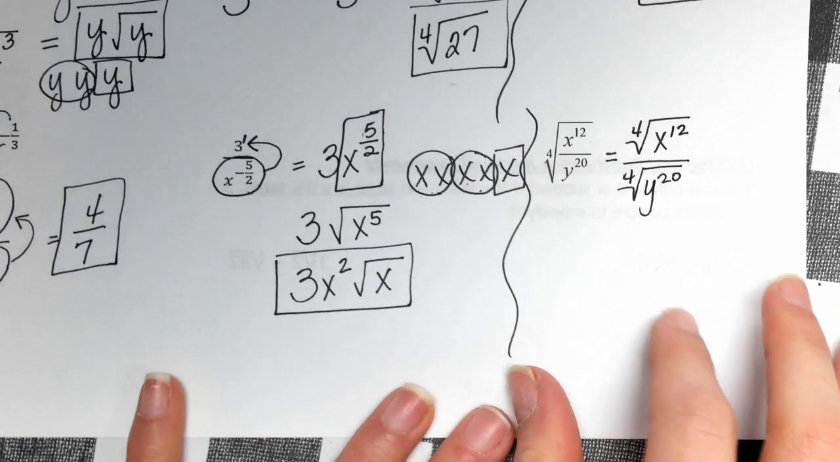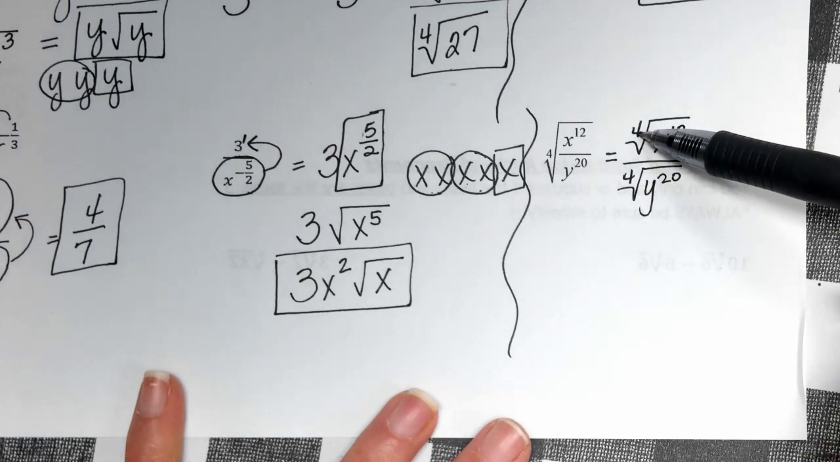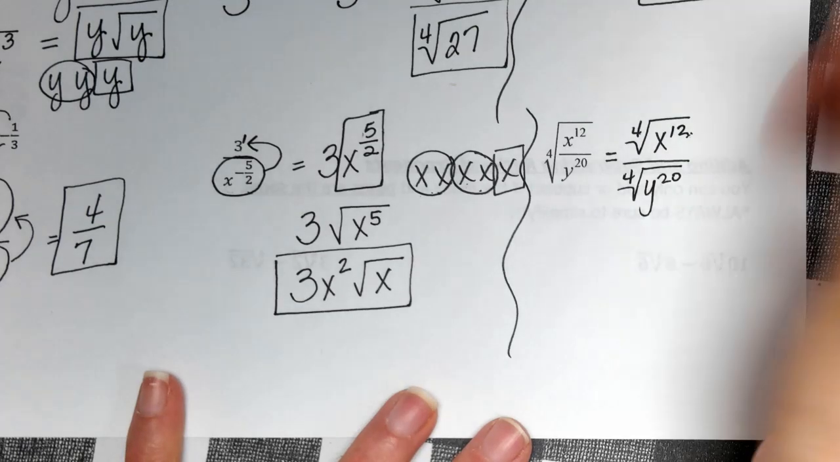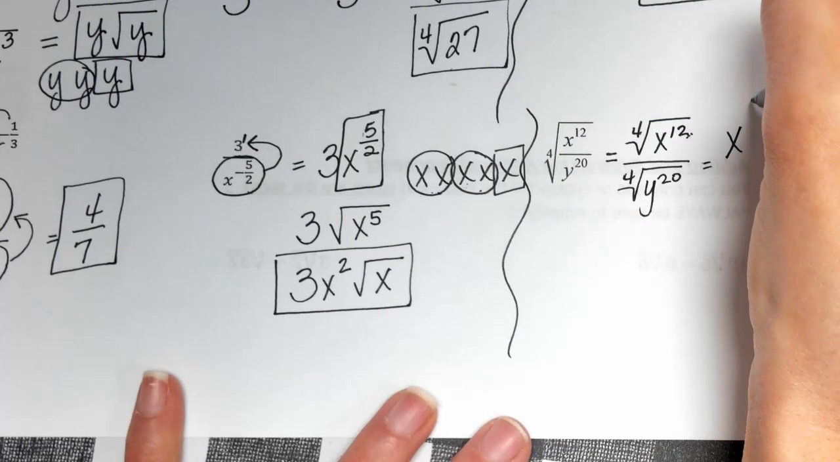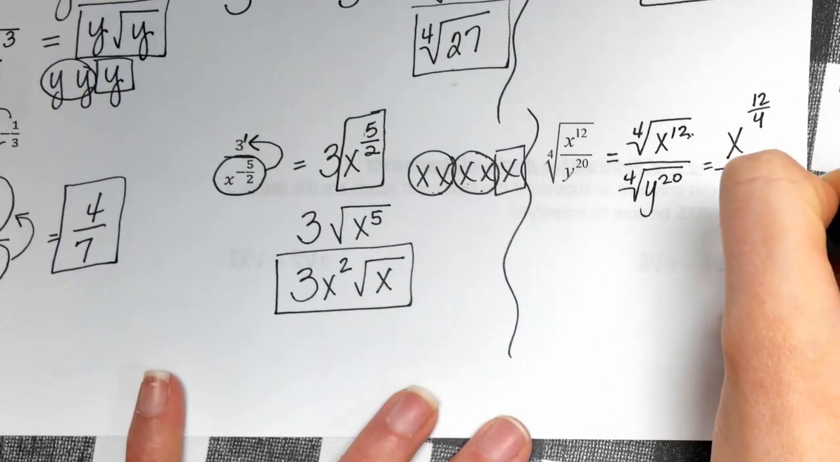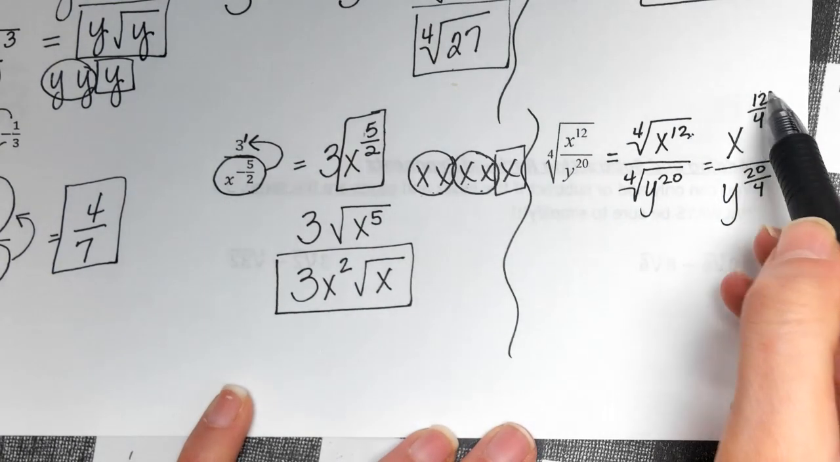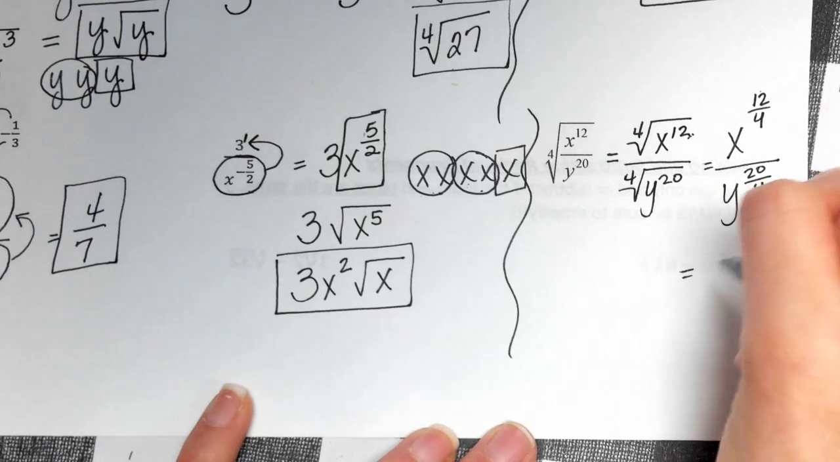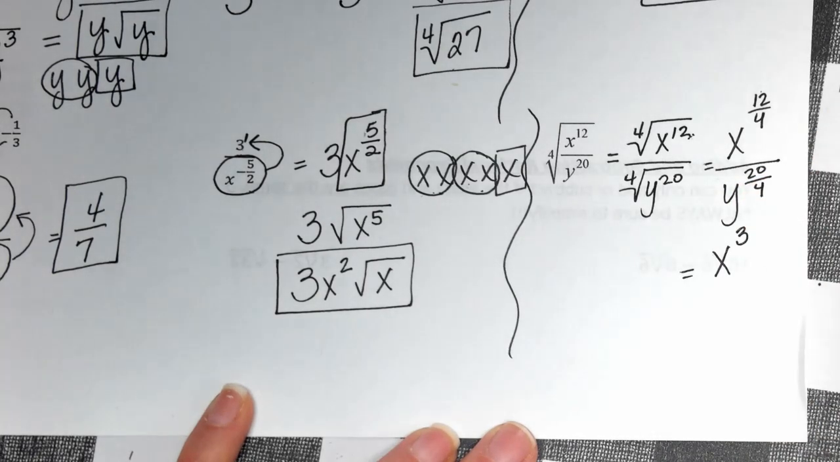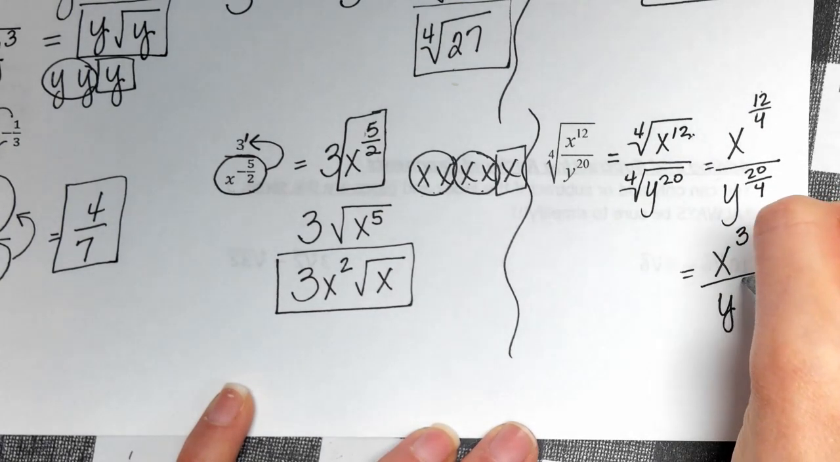And I'm going to look at my exponents. Is my 12 divisible by my index? Yeah, if I were to rewrite it as a to the m over n, it'd be 12 over 4 over y to the 20 over 4. It's perfectly divisible. So x to the 12 over 4 is going to become x to the 3rd. 12 divided by 4 is 3. Okay? Y to the 20 over 4, 20 divided by 4 is 5.